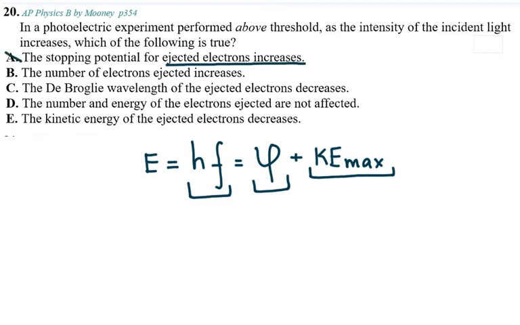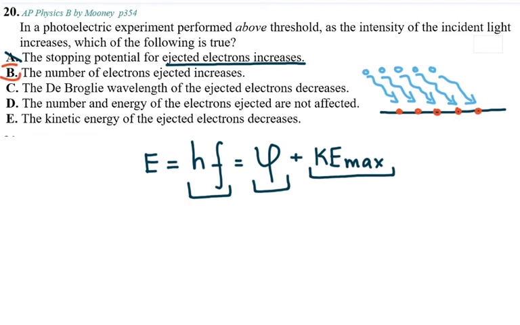The next choice I have is the number of electrons ejected increases. So if I have a surface and before I had maybe 3 photons coming, but every single one of them had the same energy, and now intensity increases, that means I have more photons coming with the same energy. That means if before I would bombard out of the surface 3 electrons, now I'm going to bombard out of the surface 5 electrons. So that could be an answer.